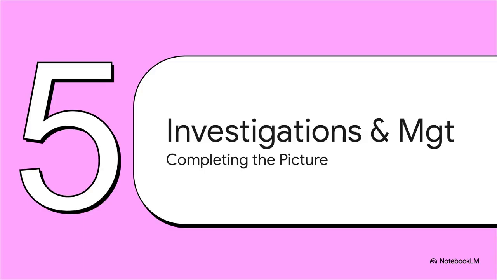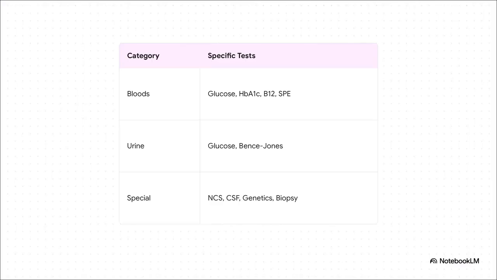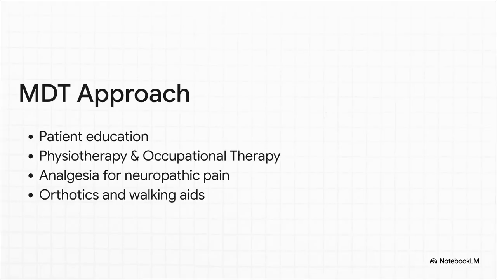Okay, the home stretch. Section 5, Investigations and Management, completing the picture. Presenting your investigations in a tiered format demonstrates that you actually know how to work up a patient on the ward. Start with the basic bloods: fasting glucose, HbA1c, B12, serum protein electrophoresis, and autoantibodies. Check the urine for glucose and Bence-Jones proteins. Only then do you explain that you'd escalate to specialized stuff like nerve conduction studies, CSF analysis, genetics, or a nerve biopsy. And when you wrap up your presentation, always emphasize a multidisciplinary or MDT approach.